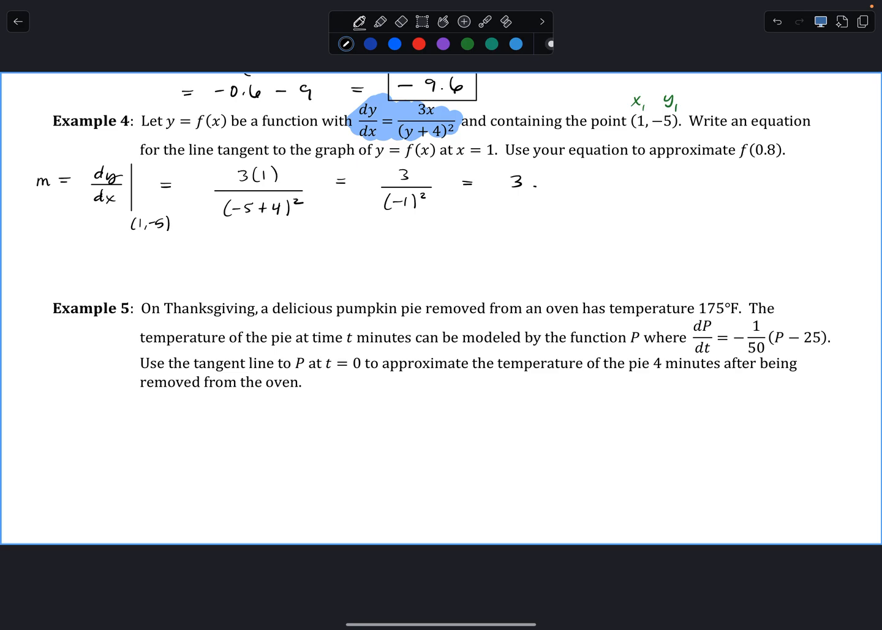So my tangent line is going to be y minus, what's y1? So y plus 5 is equal to my slope times x minus 1. Now, like I told you guys, for the next step, it's easier if you already have y by itself. So I'm just going to kick the 5 to the other side. That means y is equal to 3 times x minus 1 minus 5.